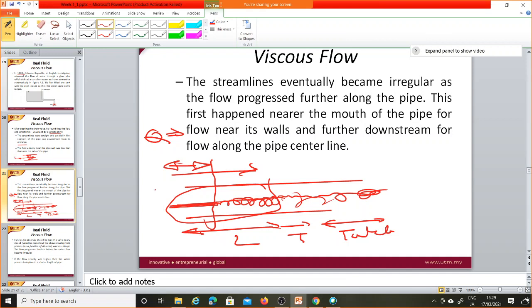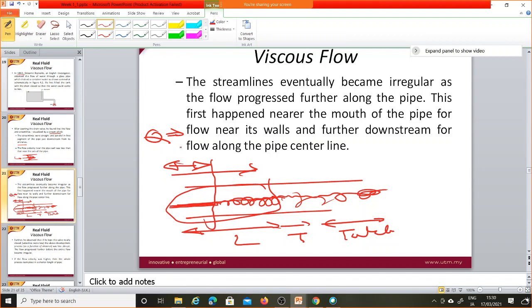That's how we can define laminar, transition, and turbulent flow, and it depends on the Reynolds number. If you increase the Q, we can actually manipulate the Reynolds number. And if you manipulate the Q, you can control the length of the laminar flow.